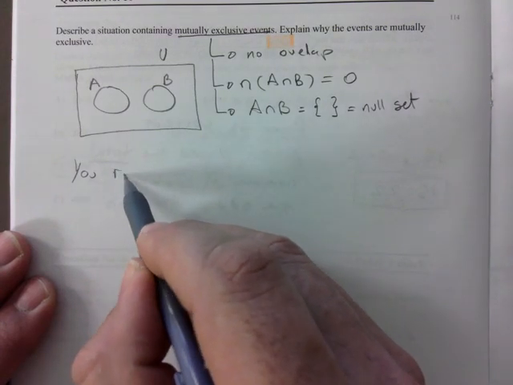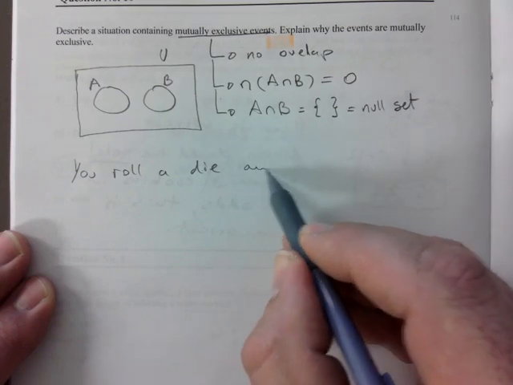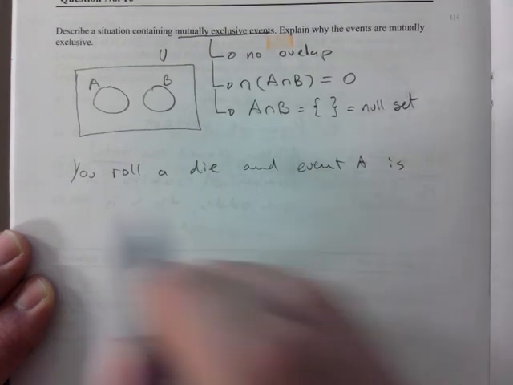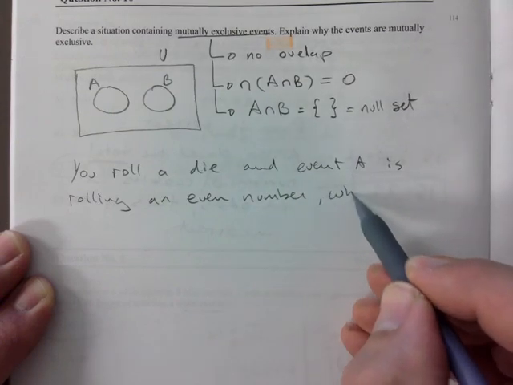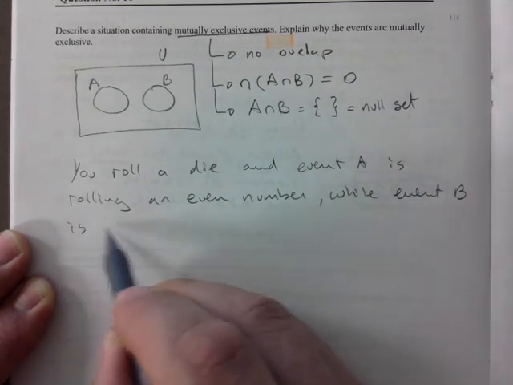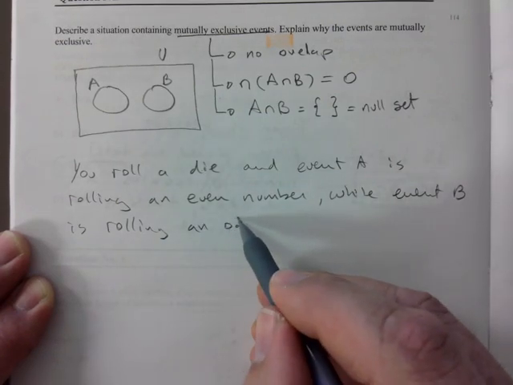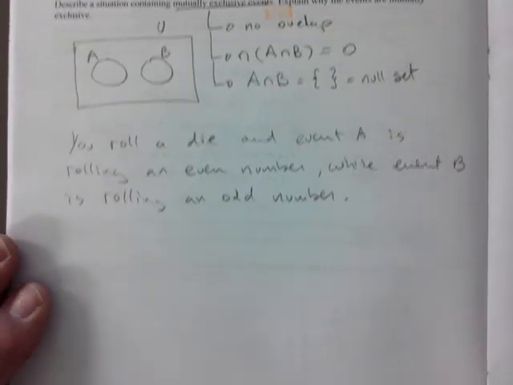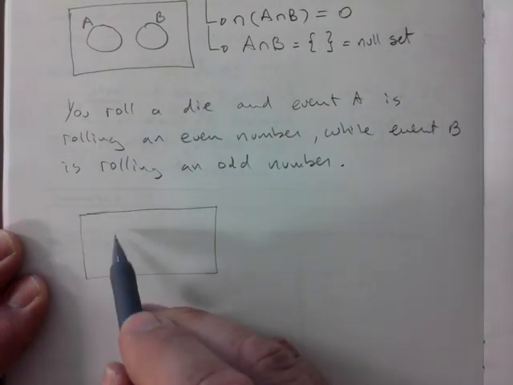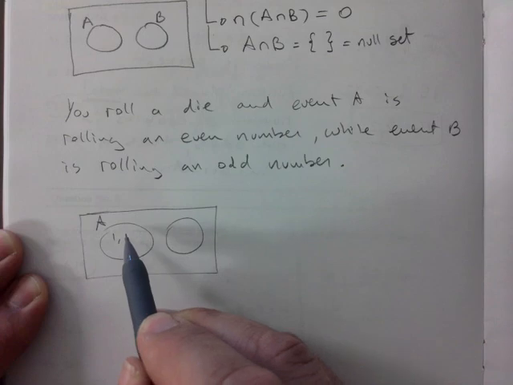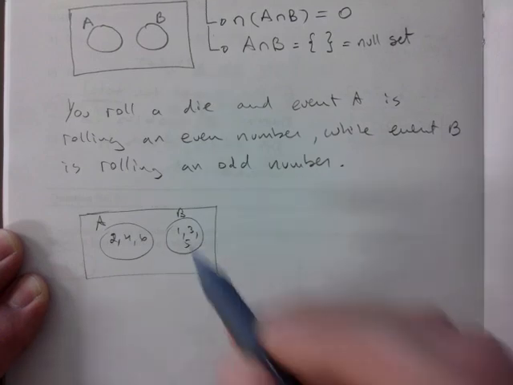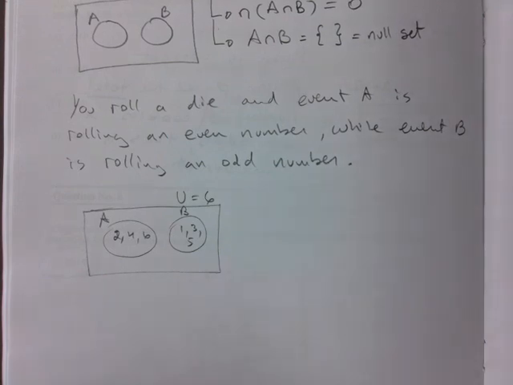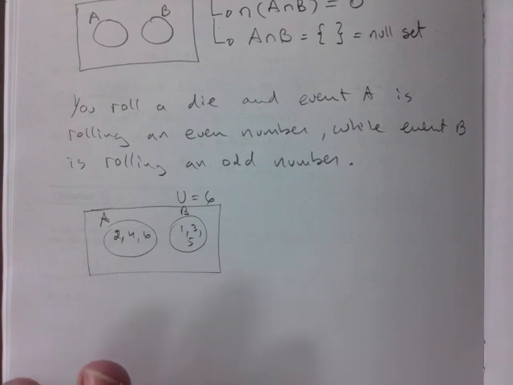So you could say you roll a die, and event A is rolling an even number, while event B is rolling an odd number. So you could even do this. A is even, right? So 2, 4, 6. And B would be the odds, 1, 3, 5. Universal would be 6. In this case, we wouldn't be too picky on exactly whether or not you get the diagram exactly right, as long as we see that you understand that mutually exclusive events have nothing in common.